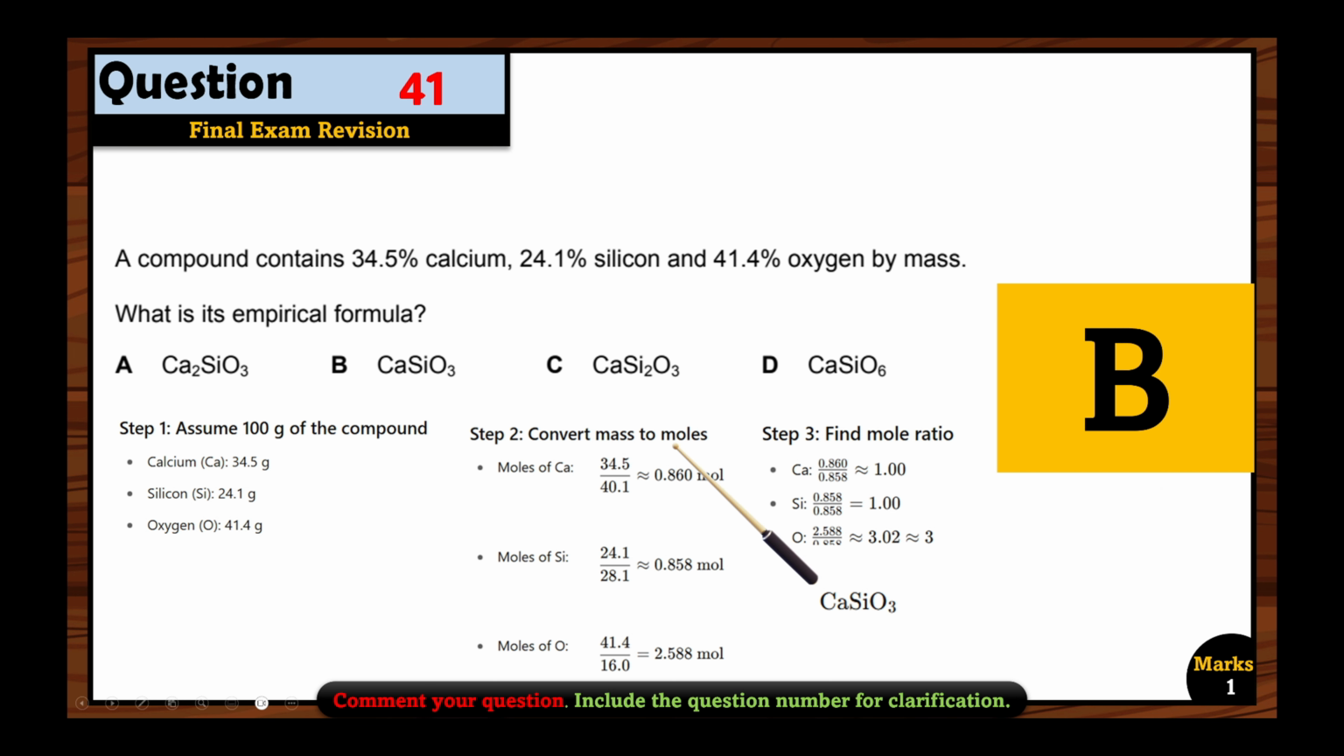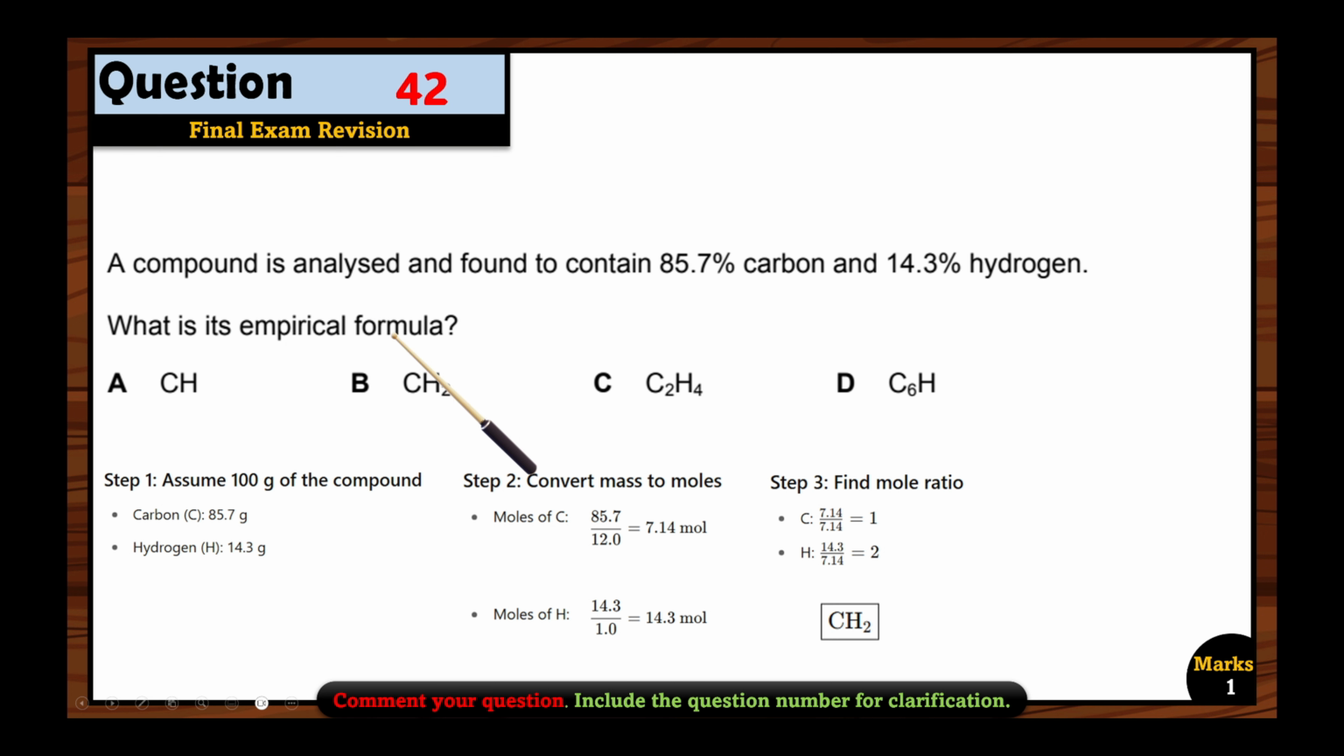Question 42. Again, the same question. You have to find the empirical formula. You just have to see what is given. The given is actually the mass, right? So what is the mass? A compound is analyzed and found to contain 85.7% carbon. So carbon is 85.7 gram, we can say, and 14.3 gram is hydrogen, right? Just convert it into number of moles. How many moles do you get? 7.14 moles of carbon, and hydrogen has 14.3.